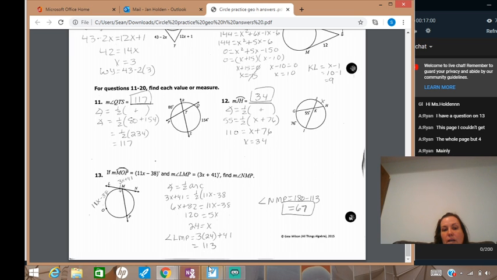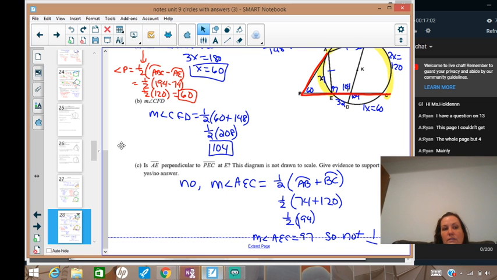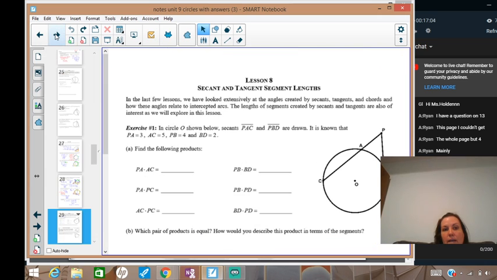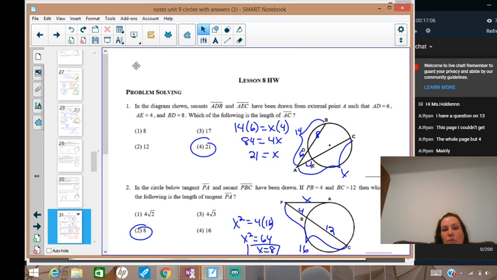All right, I'm going to look at homework 8 just to see if you guys have questions on that. So, lesson 8 homework. I think this might have been a little bit easier than lesson 7 homework. This one is the 2 secants. Remember, it's the whole thing times the external. The external part is the part that's sticking out of the circle, equals the whole thing, which is x, times the external part, and I'm just solving for x.